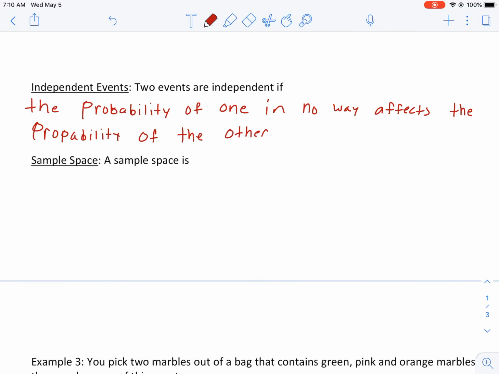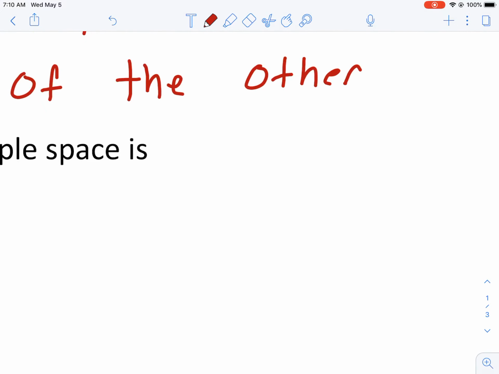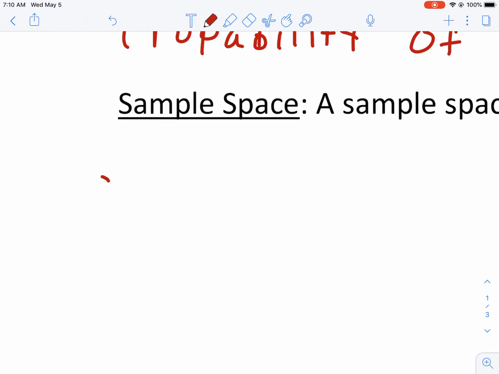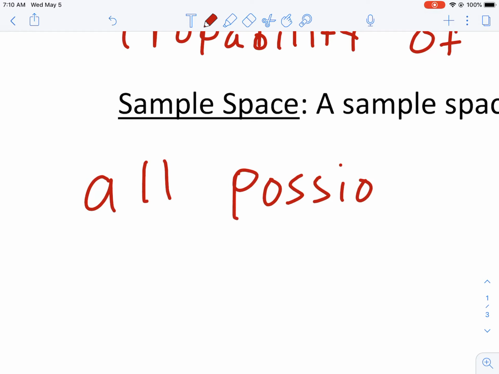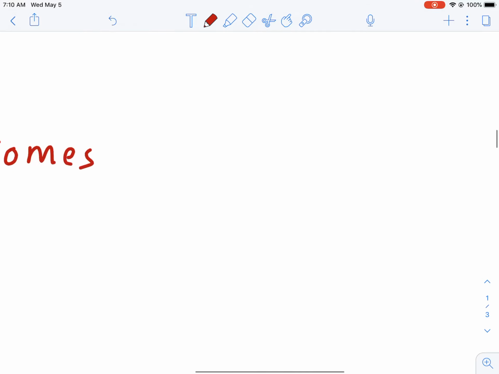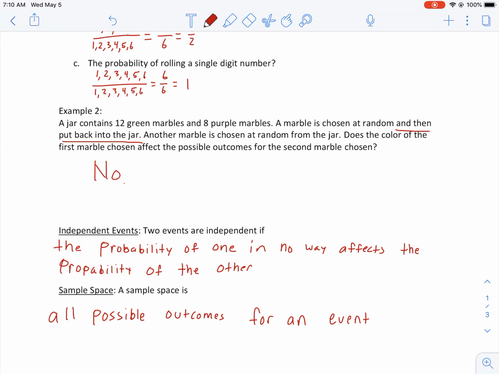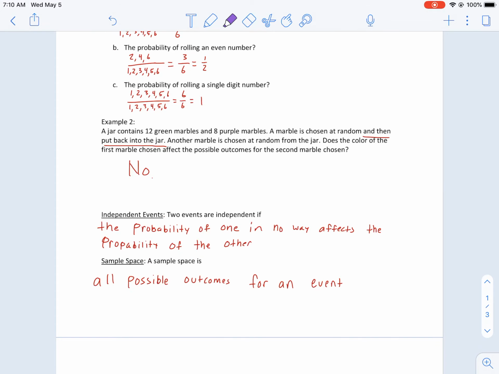The last vocab word that we're going to talk about today is sample space. A sample space is all possible outcomes for an event. So what we were doing earlier when we were listing out the 1, 2, 3, 4, 5, 6 on the bottom, right? That's the sample space, okay?